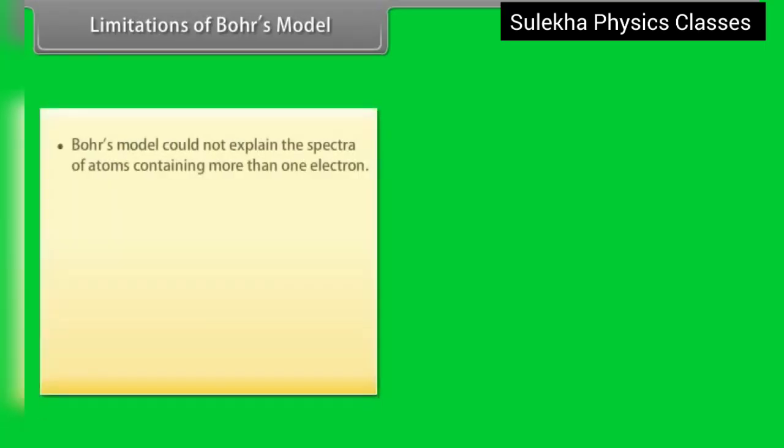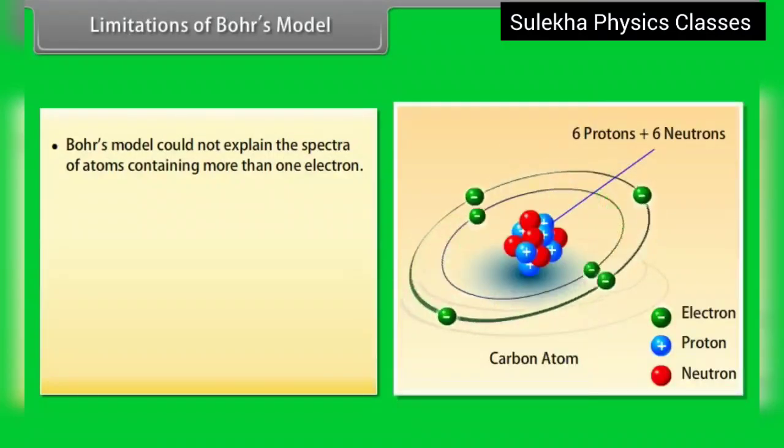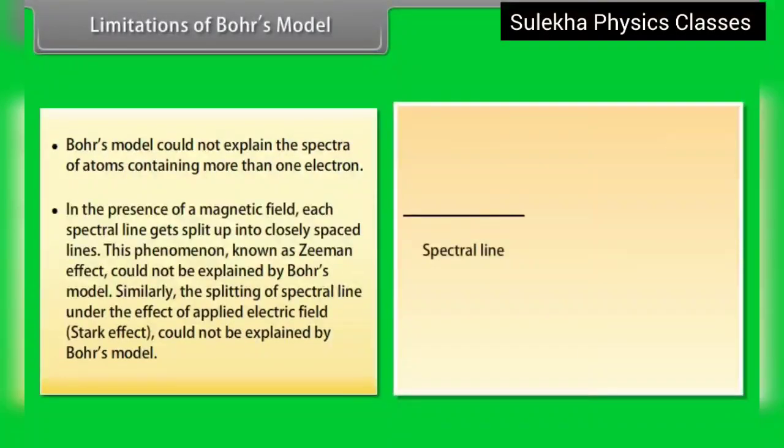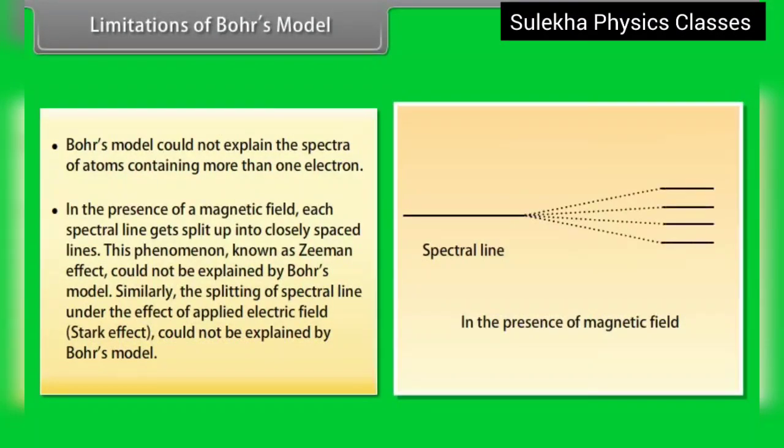Limitations of Bohr's model. Number 1. Bohr's model could not explain the spectra of atoms containing more than one electron. Number 2. In the presence of a magnetic field, each spectral line gets split up into closely spaced lines. This phenomenon, known as the Zeeman effect, could not be explained by Bohr's model. Similarly, the splitting of spectral lines under the effect of an applied electric field, that is the Stark effect, could not be explained by Bohr's model.